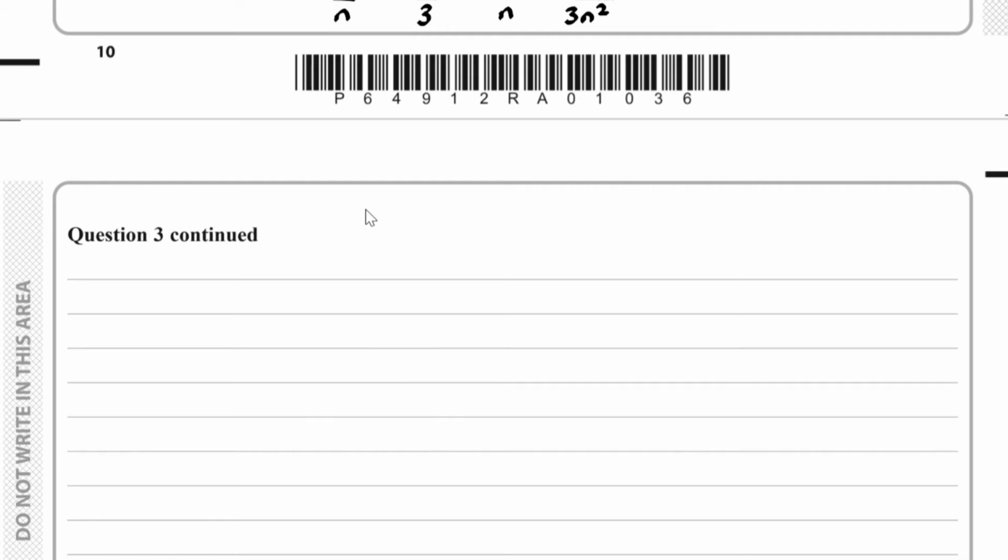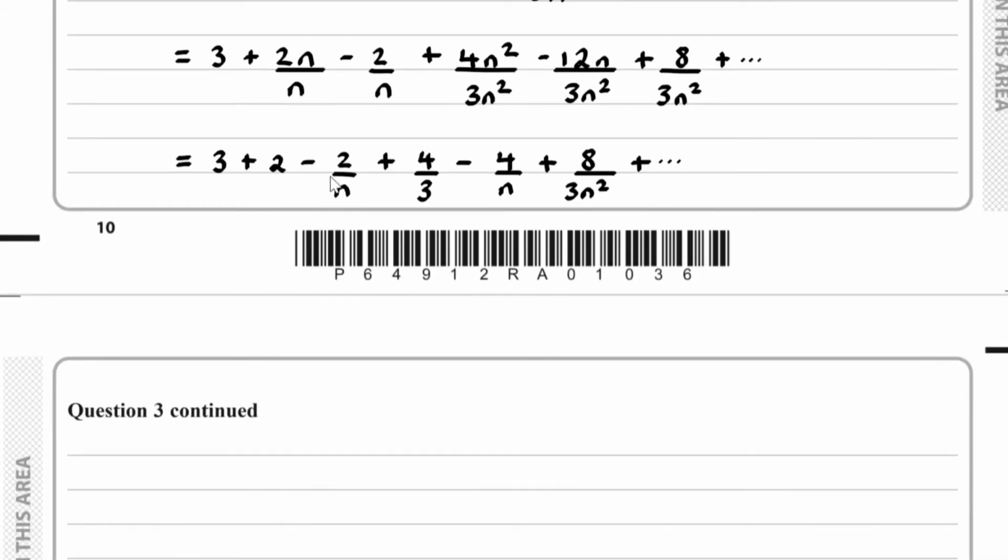And now we need to simplify all this. Well, 5 plus 4 over 3, that's the same as 15 over 3 plus 4 over 3, which is equal to 19 over 3. Then we have negative 2 over n, subtract 4 over n, so that's negative 6 over n, and then we add on 8 over 3n squared, plus higher order terms.